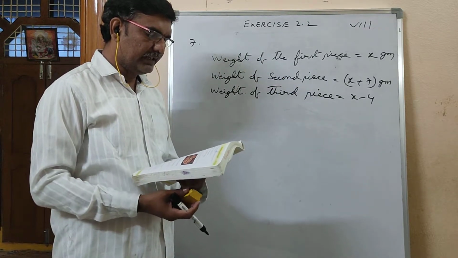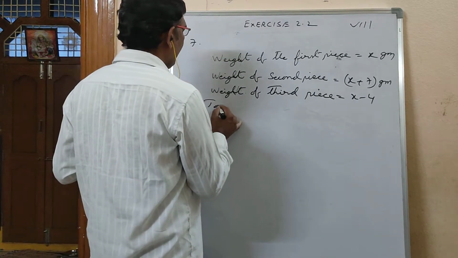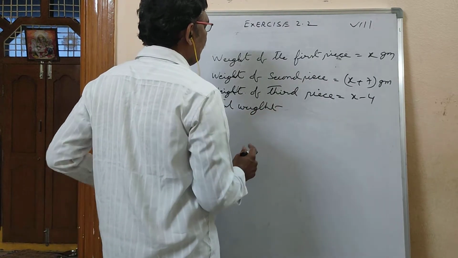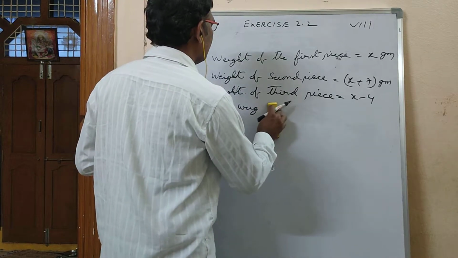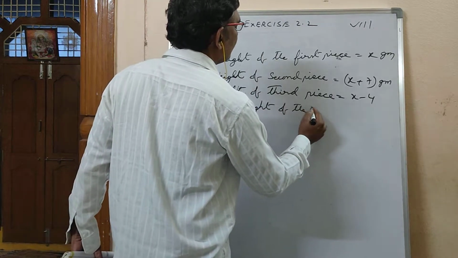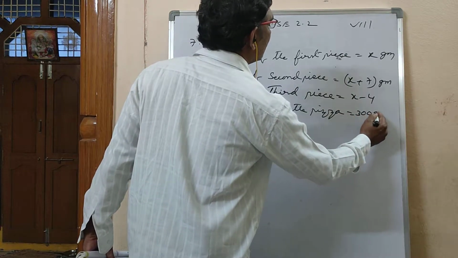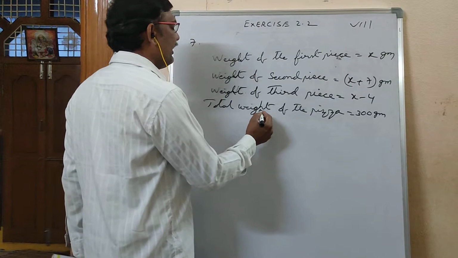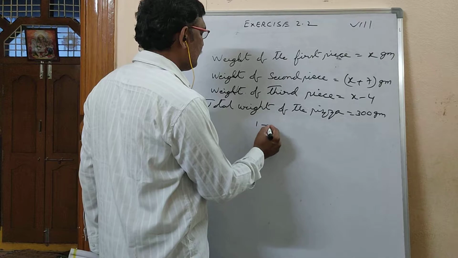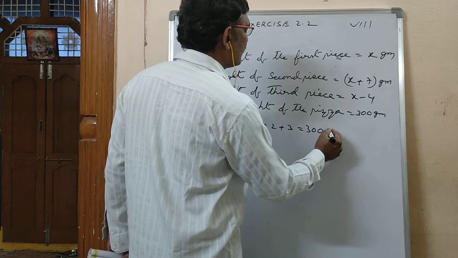Next, what did he say: if the whole pizza weighed 300 grams, total weight of the pizza, how many grams? 300 grams. Total weight means one pizza he cut into three pieces. So weight of first piece plus weight of second piece plus weight of third piece is equal to 300 grams. Yes or no?